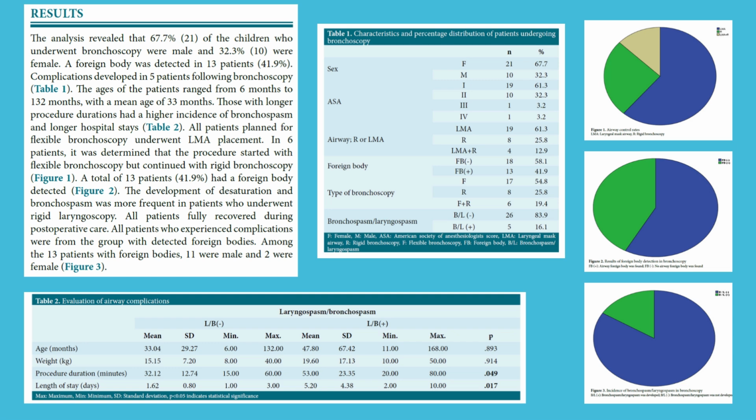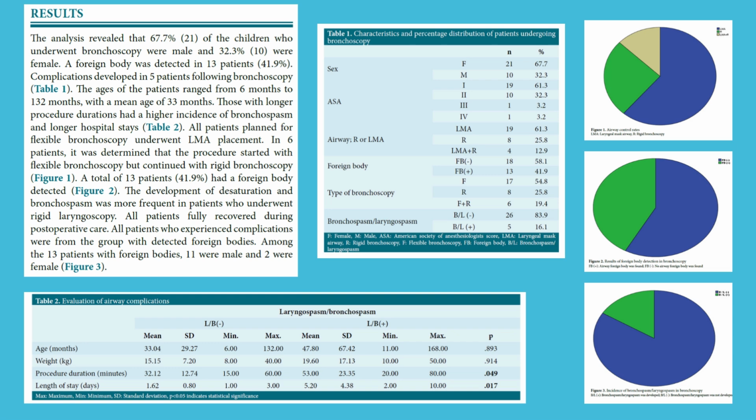The ages of the patients ranged from 6 months to 132 months, with a mean age of 33 months. Those with longer procedure durations had a higher incidence of bronchospasm and longer hospital stays. All patients planned for flexible bronchoscopy underwent LMA placement. In 6 patients, it was determined that the procedure started with flexible bronchoscopy but continued with rigid bronchoscopy.